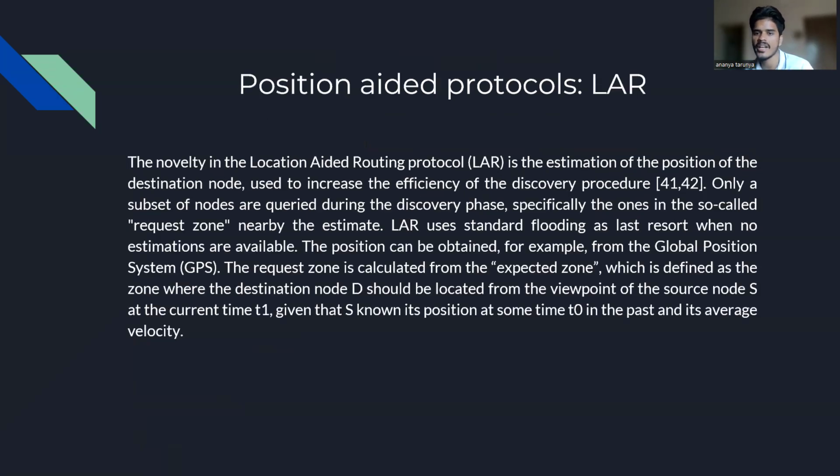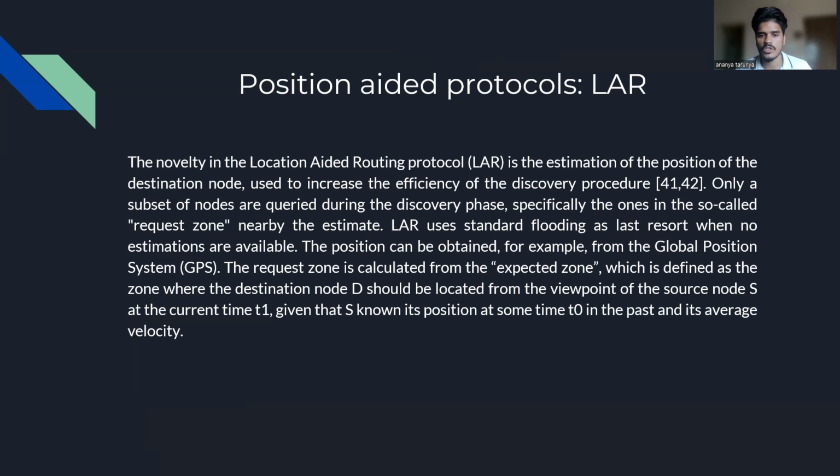So next one is position aided protocols, that is under LAR. The novelty in LAR, the location aided routing protocol, is that the estimation of the position of the destination node is used to increase the efficiency of the discovery procedure. That is, only a subset of nodes are queried during the discovery phase. Specifically, the so-called request zone is near the estimate. Then LAR uses flooding as the last resort when no estimations are available. The position can be obtained, for example, from the Global Positioning System.